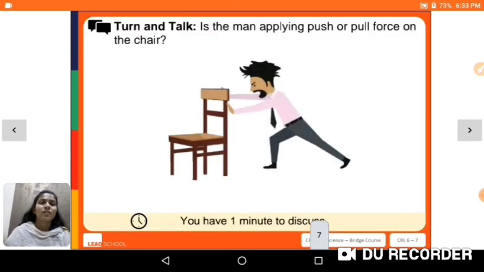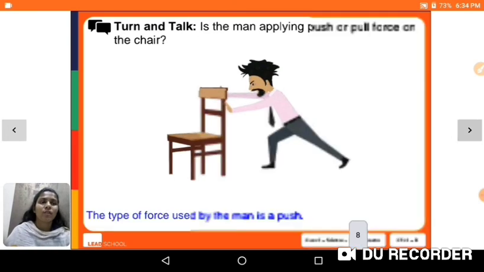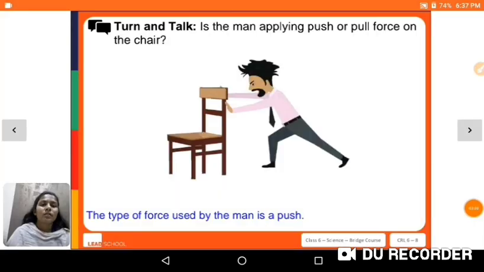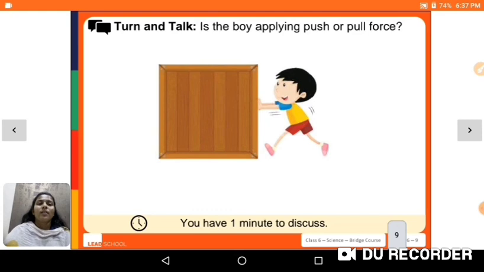Is the man applying push or pull force on the chair? Here in the picture, there is a man giving a push to a chair. So what can we say, is this push or pull? The type of force used by the man is push. When an object is lying here and someone pushes it, the object goes forward away from them, so it is called push.